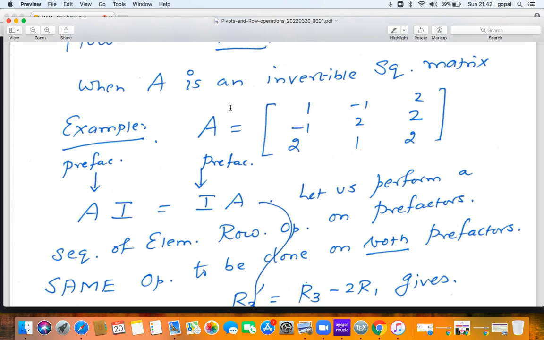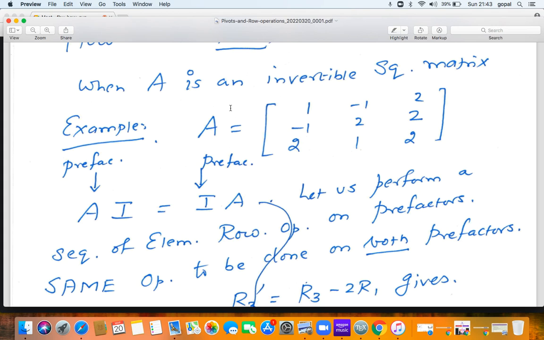What is the example I'm going to take? I'm going to take a 3 by 3 matrix: 1, minus 1, 2, minus 1, 2, 2, 2, 1, 2. I'm not sure whether it's invertible or not. Let us examine. So A is a 3 by 3 matrix and I is the 3 by 3 identity matrix: 1, 0, 0, 0, 1, 0, 0, 0, 1. The identity matrix has the obvious property that AI equal to IA.